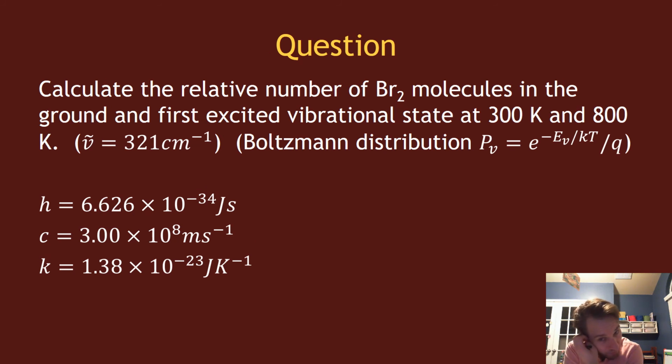All right, and so then just a question here. I'm going to look at the relative number of Br2 molecules in the ground and first excited vibrational state at 300 Kelvin and 800 Kelvin. We're given that the wave number of that vibration is 321 inverse centimeters, and we want to use the Boltzmann distribution. I don't have any degeneracy here because vibrational states are all non-degenerate, so the degeneracy is always just equal to 1.